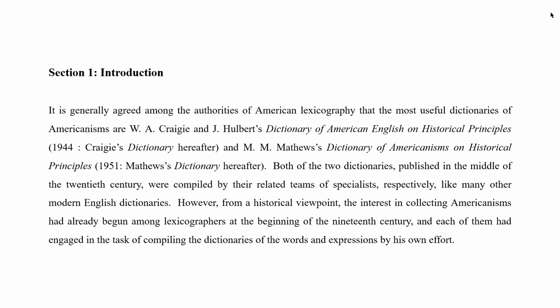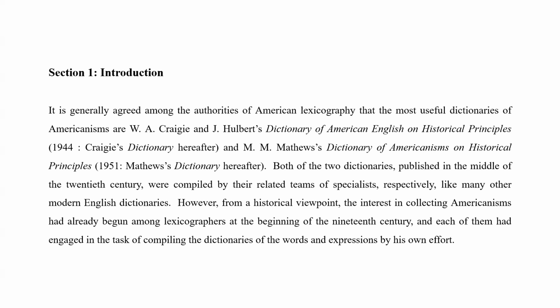It is generally agreed among the authorities of American lexicography that the most useful dictionaries of Americanisms are W. A. Craigie and J. Hulbert's Dictionary of American English on Historical Principles and M. M. Mathews' Dictionary of Americanisms on Historical Principles, Mathews' Dictionary hereafter. Both of the two dictionaries, published in the middle of the 20th century, were compiled by related teams of specialists, like many other modern English dictionaries.